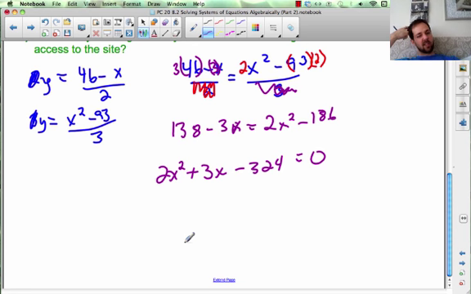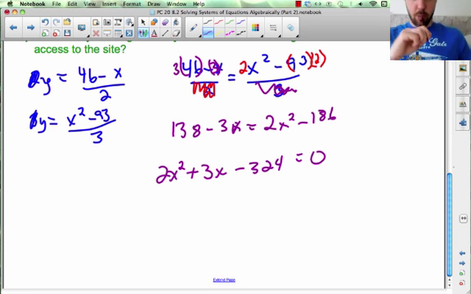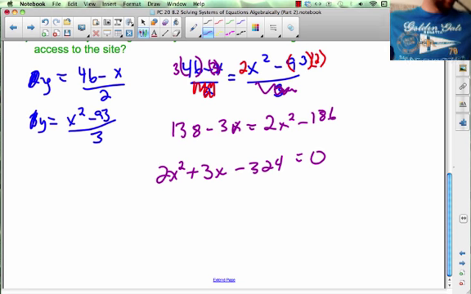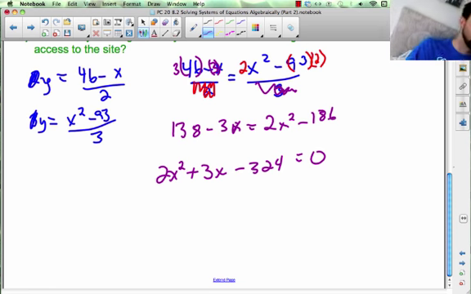Can't divide everything by 2 because your linear term here is not divisible by 2. So we have to solve this equation as it is. You could go ahead and try to find the factors of 324, or you could just use the quadratic formula, which I'm going to do.